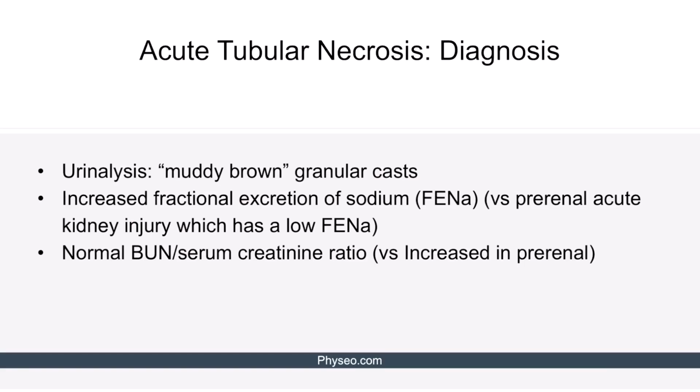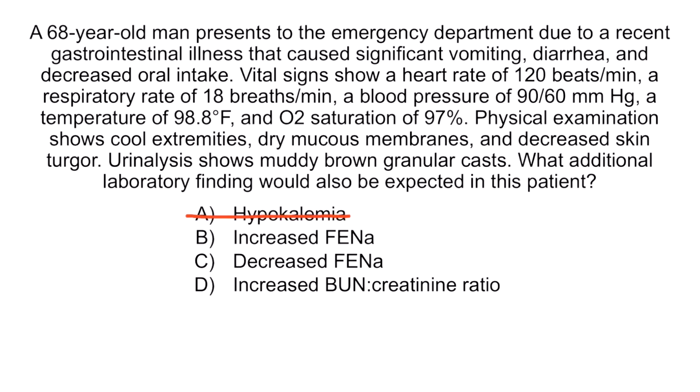Here's a slide reminding us of the diagnostic findings in acute tubular necrosis. Let's discuss the other answer choices. Answer choice A is incorrect because in ATN, only the recovery phase is characterized by hypokalemia and polyuria. This patient most likely is in the initiation phase, characterized by slight decrease in urine output, or the maintenance phase, characterized by oliguria and hyperkalemia.